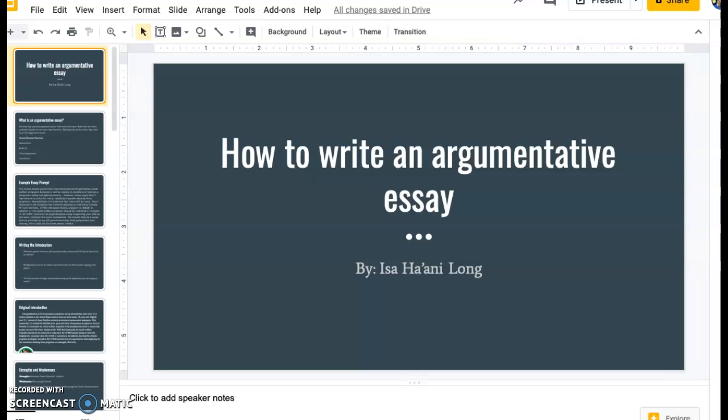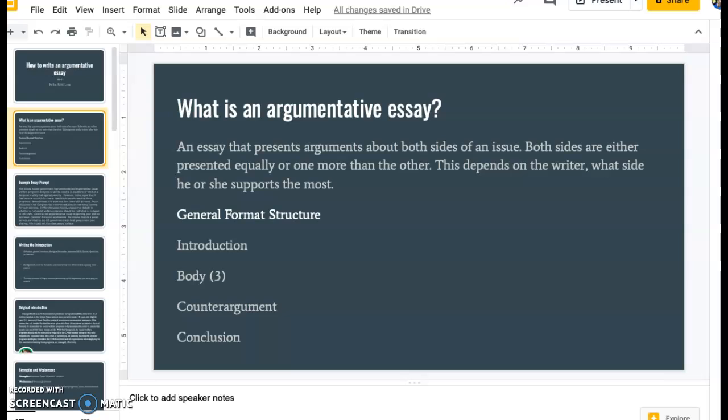Hello everybody, today I will be showing you how to write an argumentative essay. So what is an argumentative essay? This is basically an essay that presents arguments about both sides of a certain issue. You can either present both sides equally or one more than the other, but this solely depends on you. Or if this is assigned, it depends on what side you are assigned.